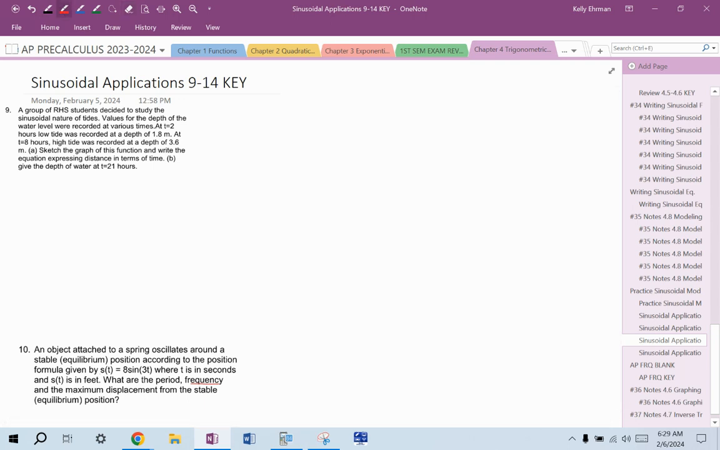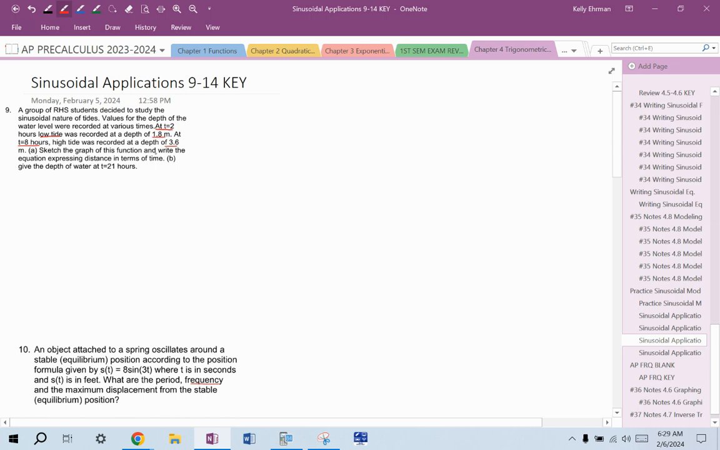Okay, a group of RHS students decided to study the sinusoidal nature of tides. By the way, this worksheet was obviously created by another teacher and put online that I'm using. Values of the depth of the water level were recorded at various times. At t equals 2 hours, low tide was recorded, which is 1.8 meters. At 8 hours, high tide is 3.6 meters.